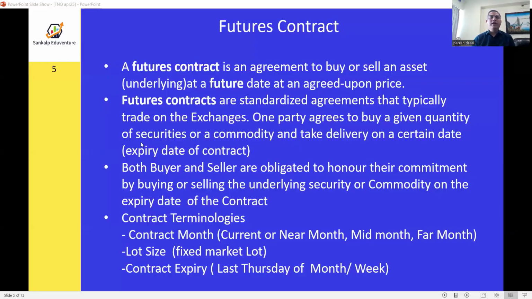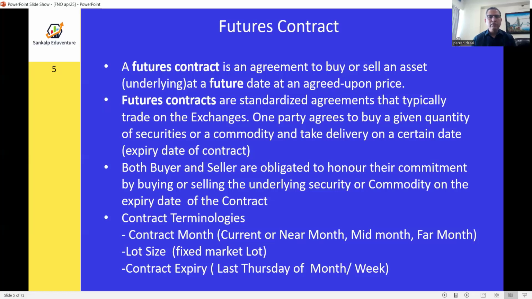So futures contract का definition ऐसा है. A futures contract is an agreement to buy or sell an asset at a future date at an agreed upon price. These are standardized agreements that typically trade on the exchanges. One party agrees to buy a given quantity and take delivery on a certain date. Both buyer and seller are obligated to honor their commitment by buying or selling the underlying security or commodity on the expiry date of the contract.